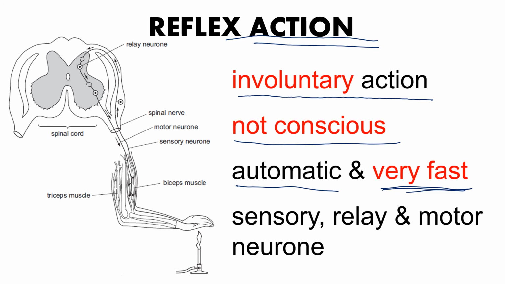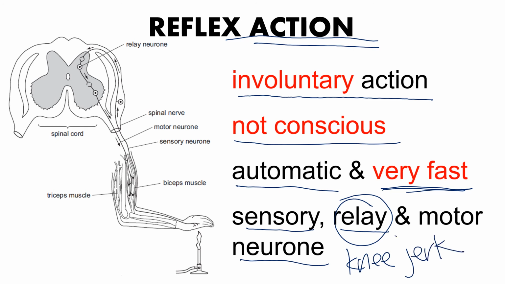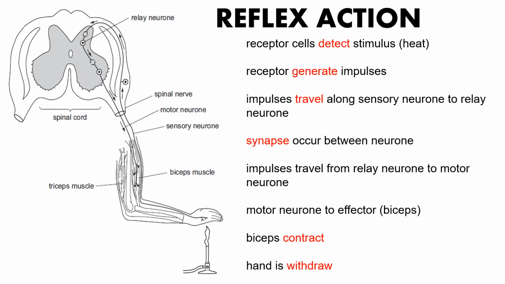For the reflex, it will involve sensory, relay, and motor neurons using the reflex arc. But remember, there is one reflex action that does not involve a relay neuron, that is known as the knee-jerk reflex. The knee-jerk reflex only involves sensory and motor neurons. We are going to cover that later on. Next, we are going to look at the reflex action.